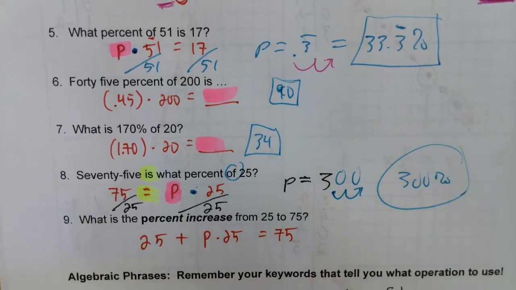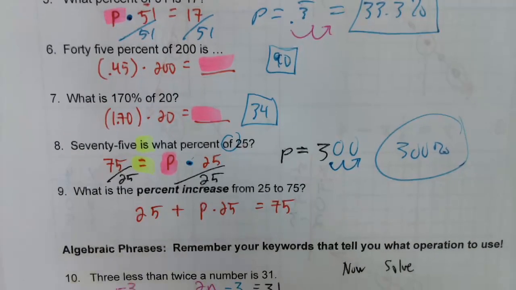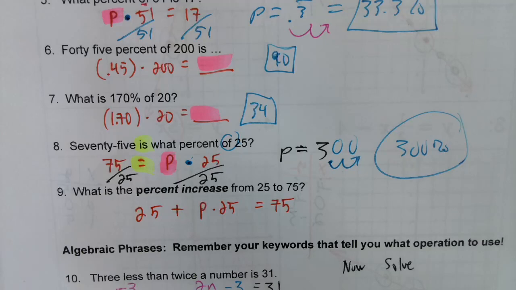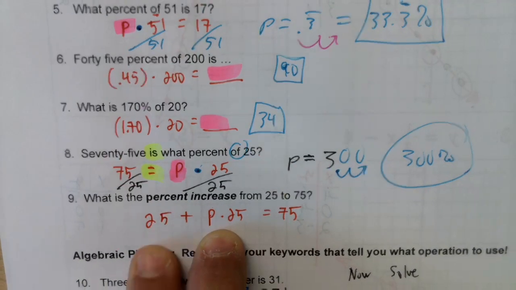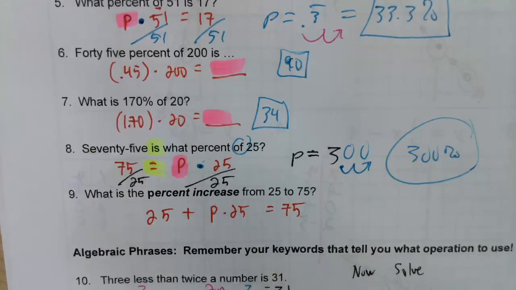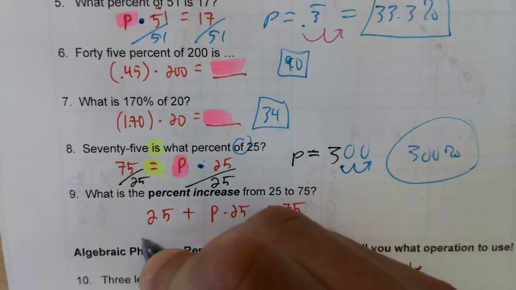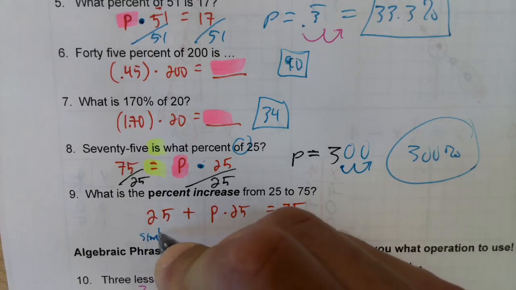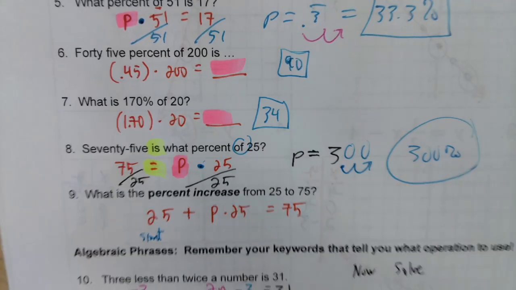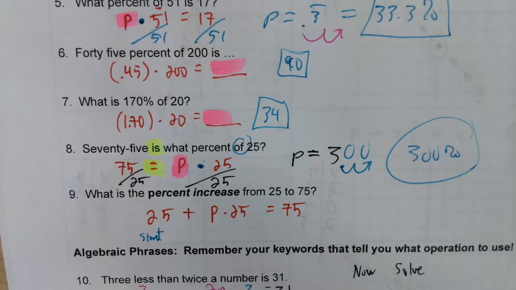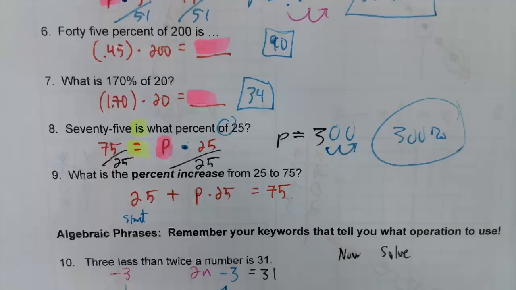Now, number 9 is related to number 8. Number 9 is asking, what is the percent increase from 25 to 75? Or said another way, what percent of 25 do I add to 25? See that? To get 75. So the way I set it up, this is the start. That's what I had originally. And then I'm going to add some percentage of 25, and I'm going to end up with 75. So how would I solve this?